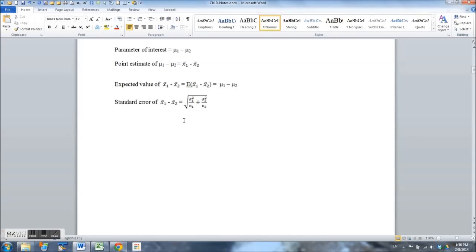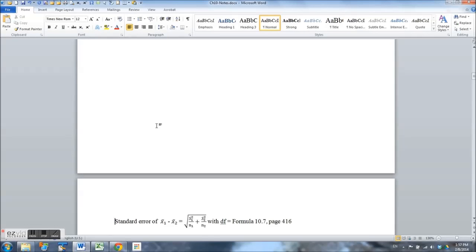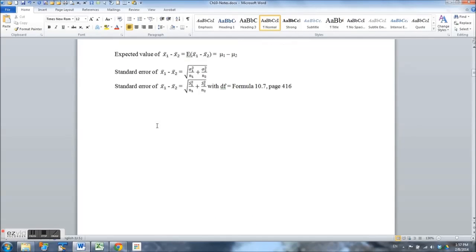Now this was the standard deviation, or standard error, of x bar sub 1 minus x bar sub 2 if sigma sub 1 and sigma sub 2 are known. Obviously we don't know those values, so we have to estimate. Wherever we have sigma sub 1, we replace it by s sub 1, and sigma sub 2 we replace by s sub 2.